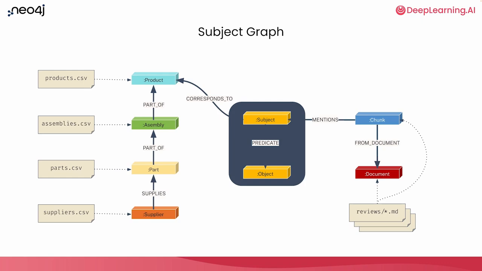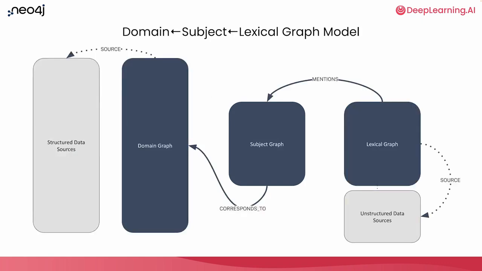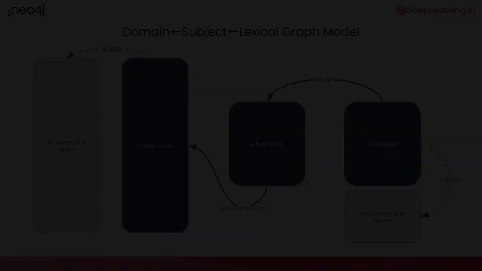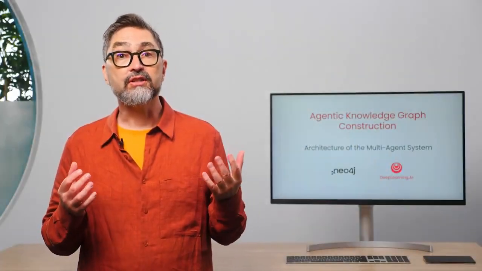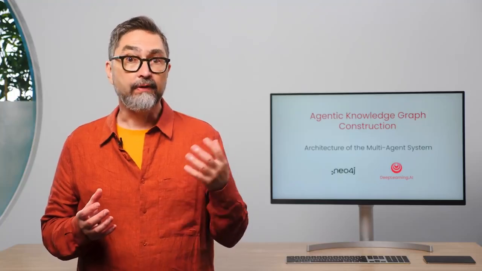Don't worry, we're going to do this step by step. On a high level, this is what you're going to end up with: a graph with subgraphs within it, a domain graph, a subject graph, and a lexical graph. That's the goal of the knowledge graph you'll build. Let's go through the details of the multi-agent system you'll design to first find the graph model and then construct the graph.